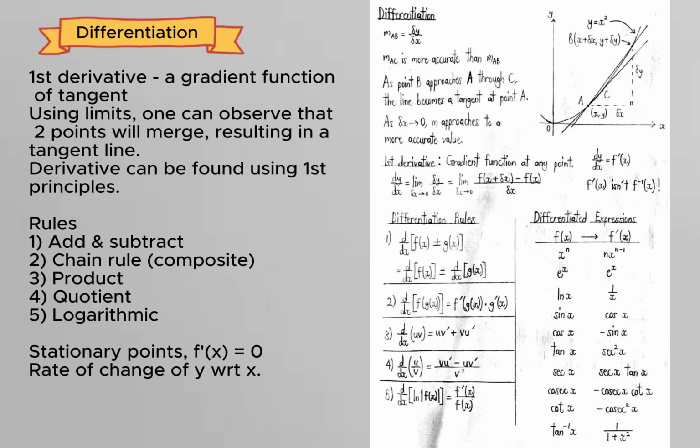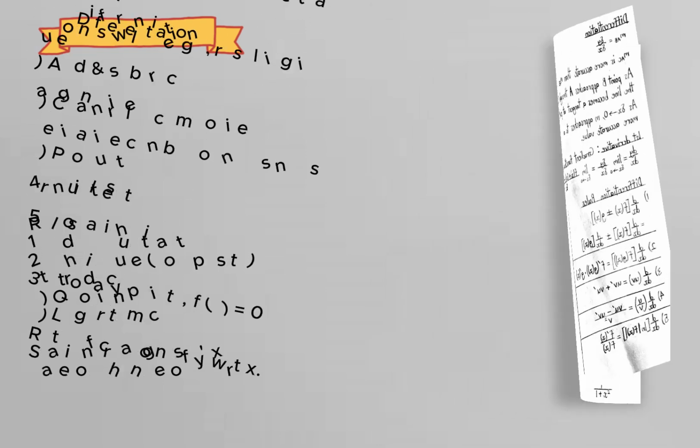The fundamental idea for differentiation is that when the derivative is 0, there's a stationary point, since the gradient is 0, just a horizontal line. And the fundamental, like I said, on the graph, differentiation is used to check the rate of change of y with respect to x.